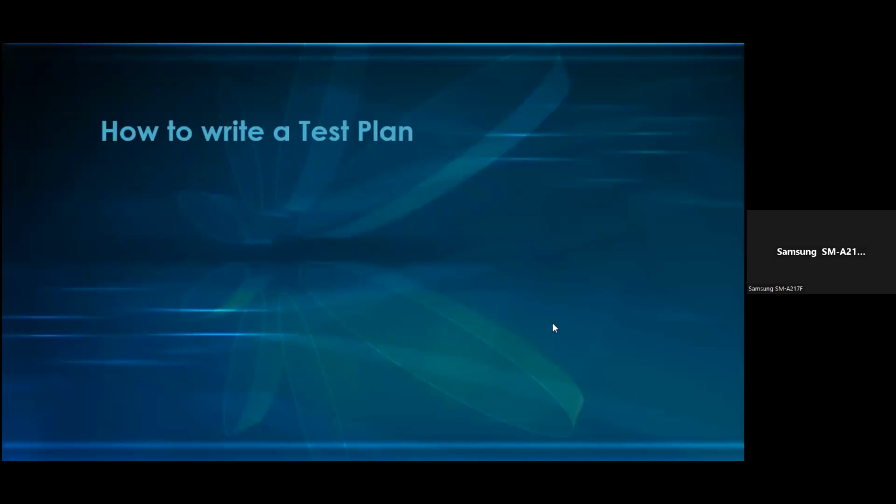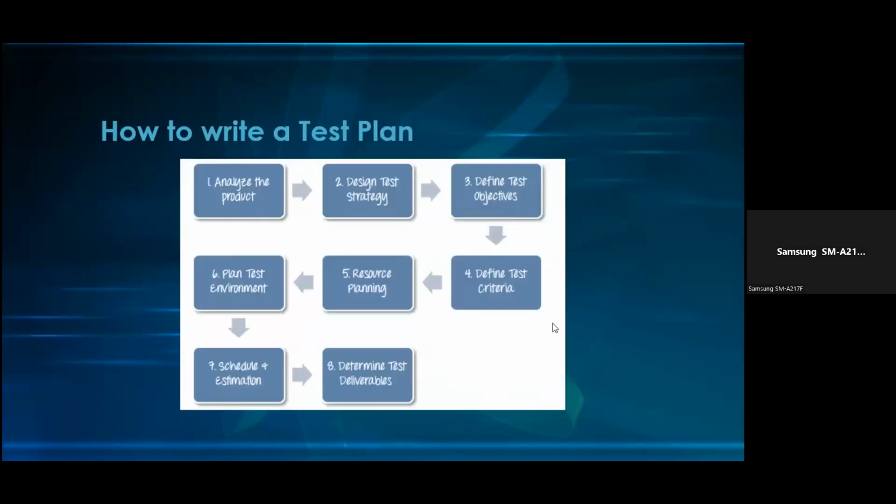So, how to write a test plan? These are the components of how to write the test plan. Number one, you analyze the product. You design the test strategy. You define the test objective. You design the test criteria. Then you do the resource planning. You plan the test environment. You schedule the estimations. And the final bit of it, you determine the test deliverables.